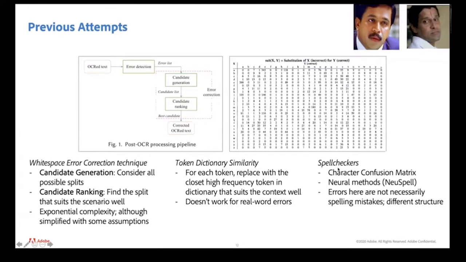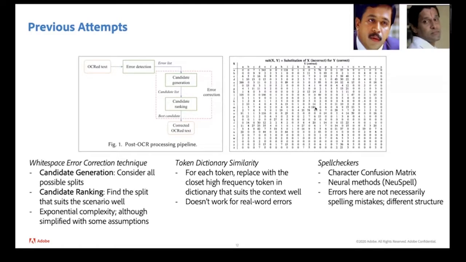And spell checkers, this is one of the oldest methods for spelling correction. You have these character confusion matrices. For example, this is a matrix for substitution errors. So M and N typically get substituted 180 times. That is one of the frequent errors. So you can use any of the older character confusion matrices to correct spelling mistakes. But as we have seen, the OCR errors are not necessarily spelling mistakes, but they have some other structure altogether.